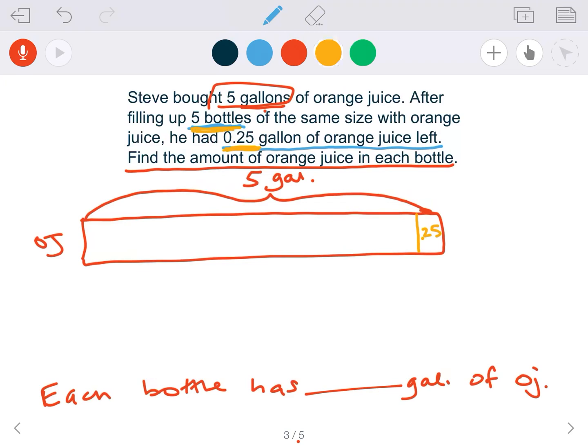So I'm going to switch back my color. And the rest of this bar has to have 5 parts in it. So just like before, 5 is an odd number. So I'm going to make a line in the middle. And then I'm going to divide over here and divide over here. And those are going to be my 5 bottles.